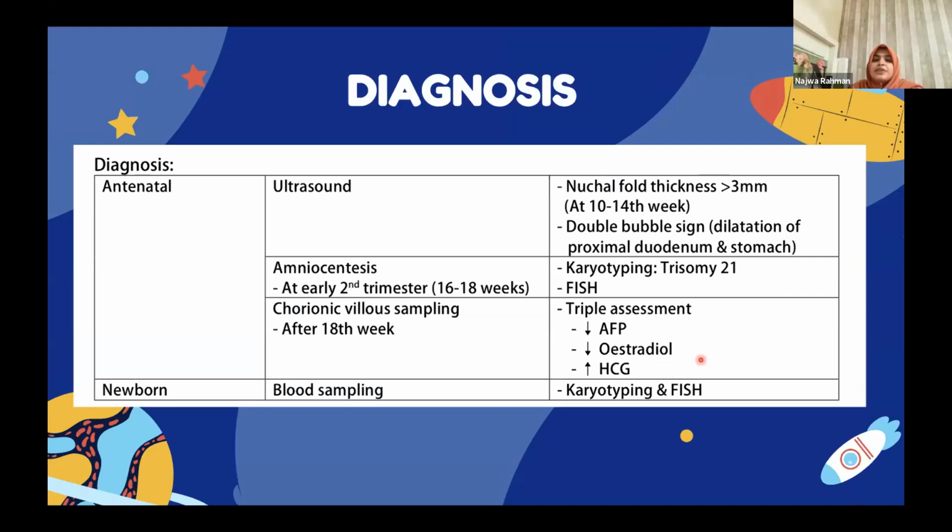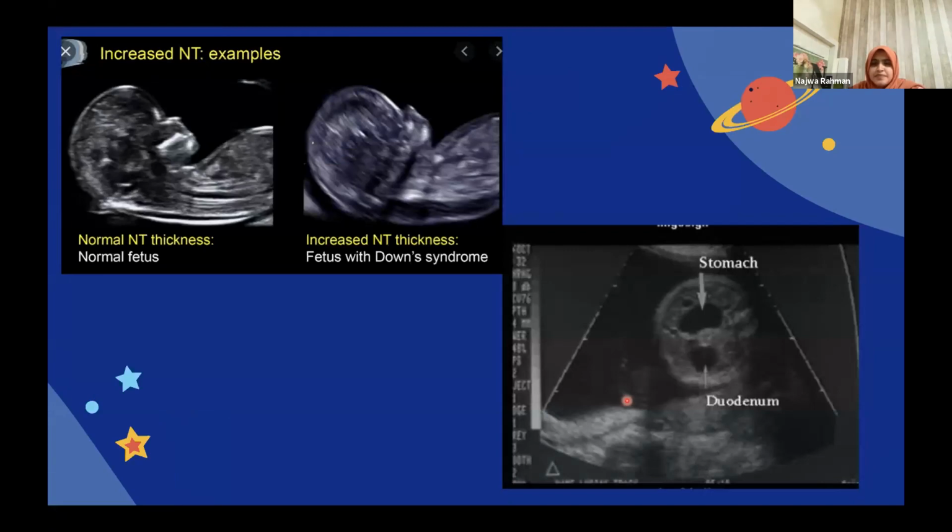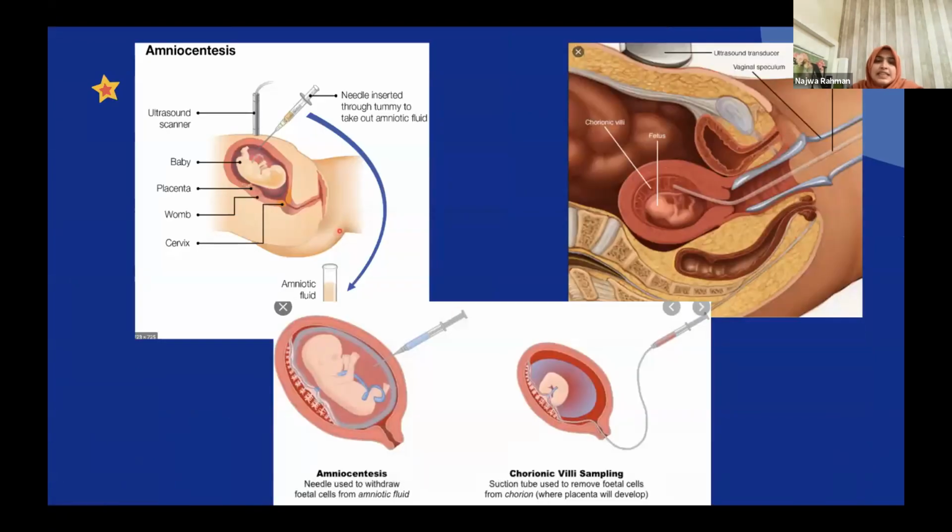Okay, the next one is amniocentesis and chorionic villus sampling that can be sent for karyotyping and FISH. As well as if it is a newborn, we do blood sampling for karyotyping and FISH. These are the pictures of amniocentesis and chorionic villus sampling. In amniocentesis, we need a needle to withdraw the fetal cells from amniotic fluid, while in chorionic villus sampling, we use a suction tube to remove the fetal cells from the chorion.